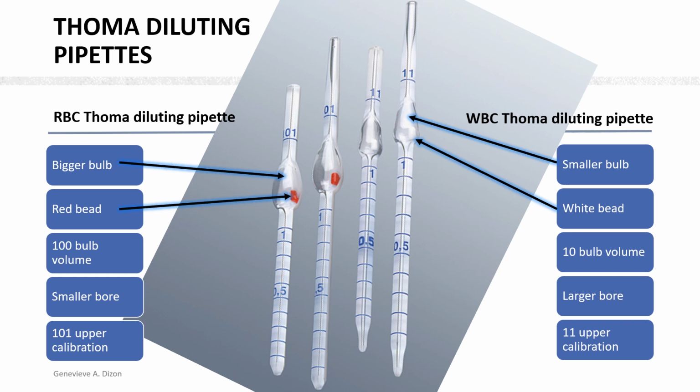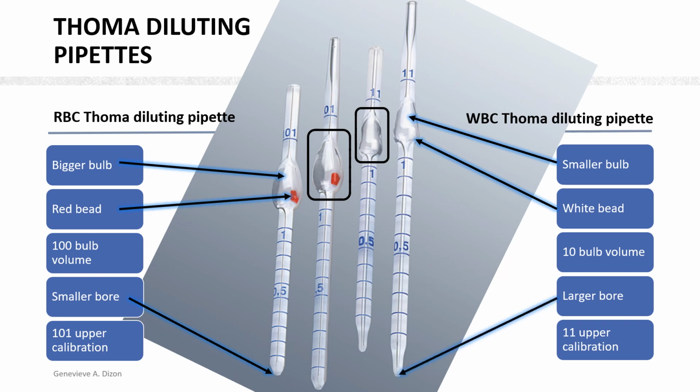The total bulb volume of an RBC pipette is 100, while the WBC only has 10. The RBC pipette has a smaller bore compared to the white blood cell pipette with a bigger bore. The upper calibration in the RBC pipette is 101, while the WBC only has 11.